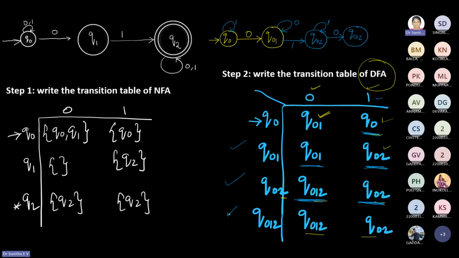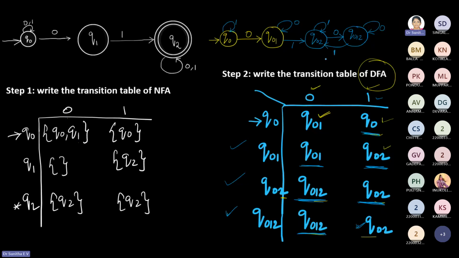Then Q012. For Q012, on 0 it remains in Q012 itself, and on 1 it will transit back to Q02.